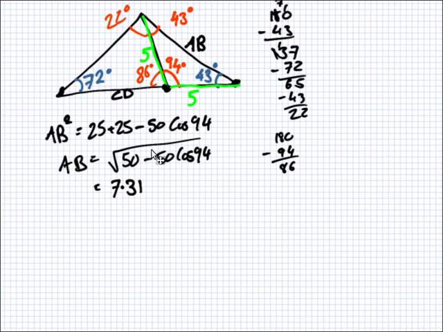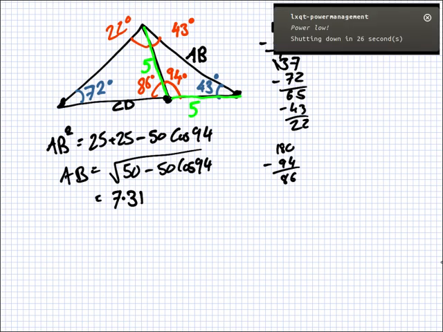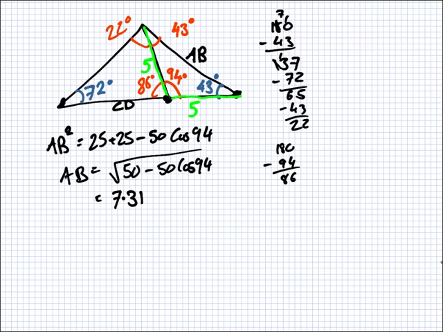For AB, I got 13.1 using sine rule. Can you just bash in root 50 minus 50 cos 94 and confirm that? Oh, why isn't it? Oh, because it's not plugged in. Yeah, it's 7 point something.